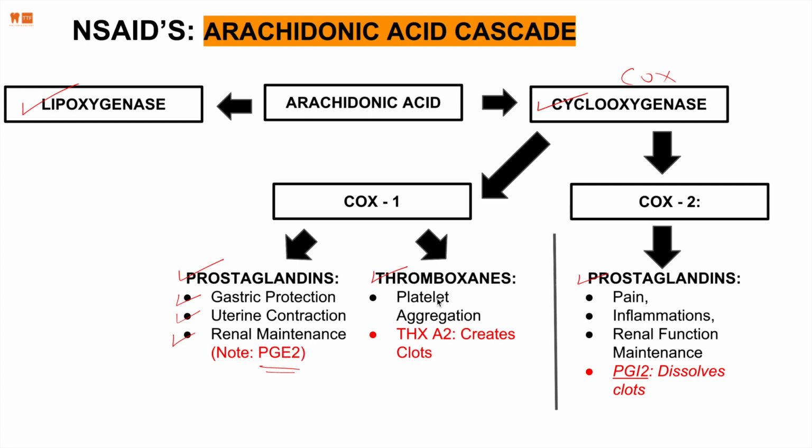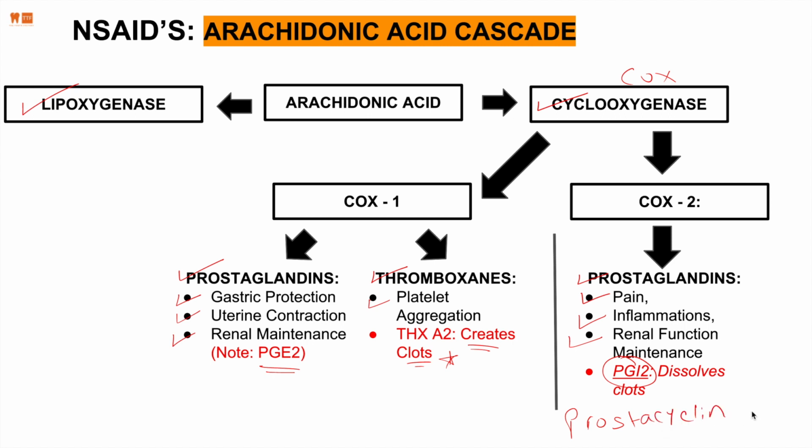And then thromboxanes. Thromboxanes have to do with the blood, right? It's got platelet aggregation activity. Whenever thromboxanes are present, there's platelet aggregation. Therefore, the TXA2, thromboxane A2, creates clots. So very important here. When COX-2 is active, the prostaglandins within it cause pain, inflammation, and maintain renal function. There's also another entity known as prostaglandin I2 or prostacyclin. I'll write that down. It's very important.